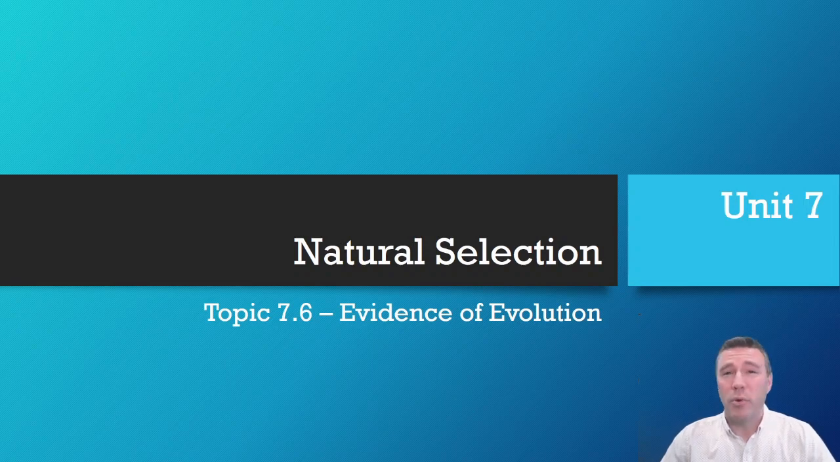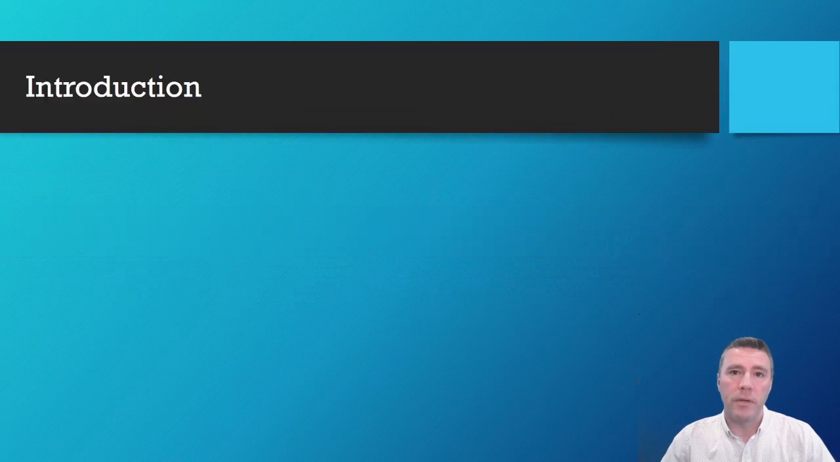In topic 7.6, we'll be exploring the evidence of evolution. Evolution is an essential connecting theme in biology because it provides a unifying explanation for the diversity of life on Earth. It explains how organisms have changed over time and how they are related to one another.